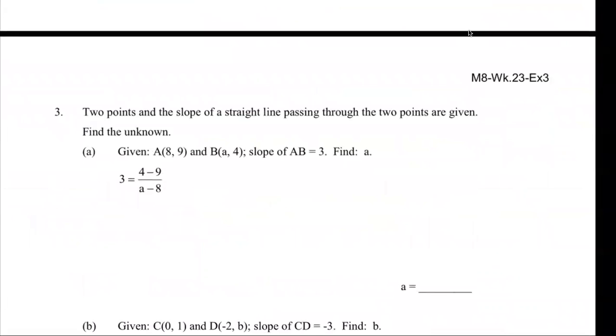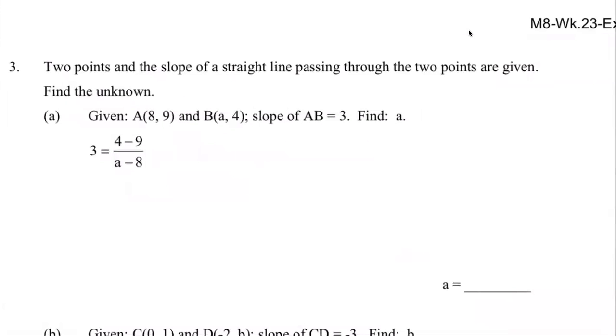Question number 3. 2 points and the slope of a straight line passing through the 2 points are given. Find the unknown. So part A, the given information is 2 points, right? A is (8, 9), and B is (a, 4). So this a here is unknown, right? We don't know what this number is. The slope of AB is equal to 3. Find a.